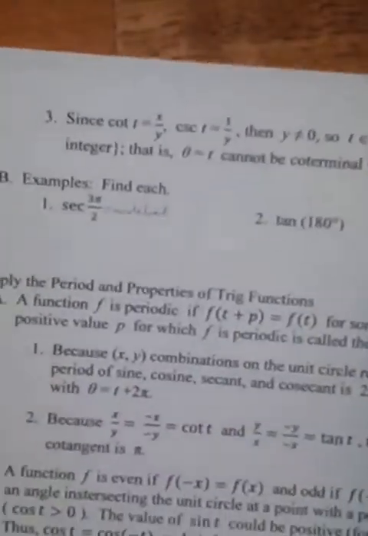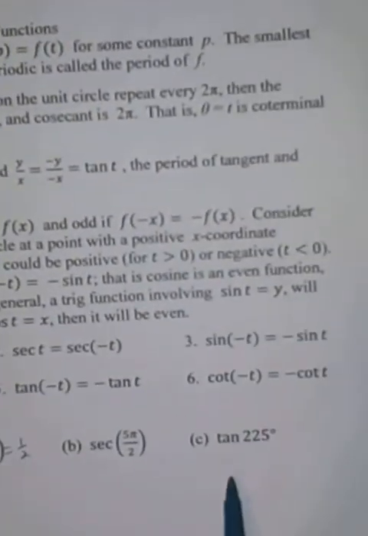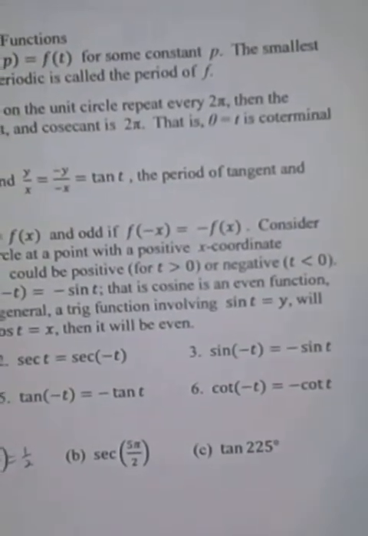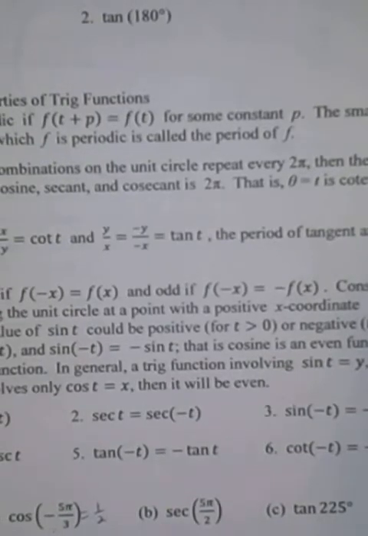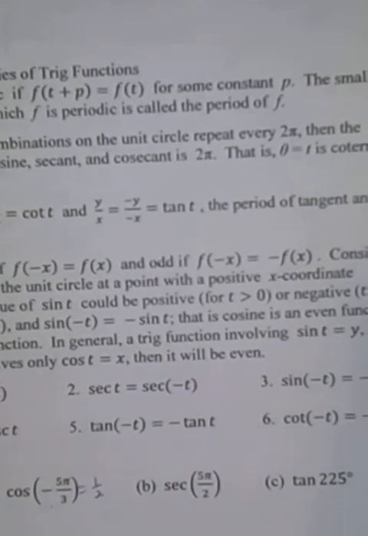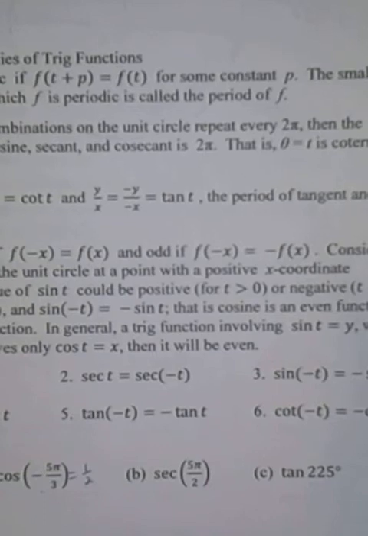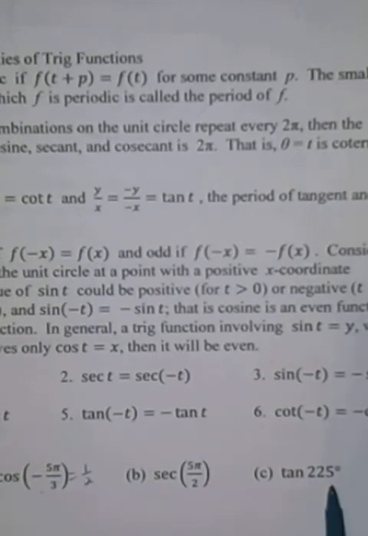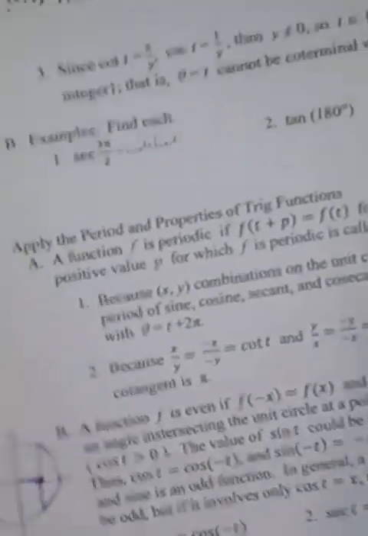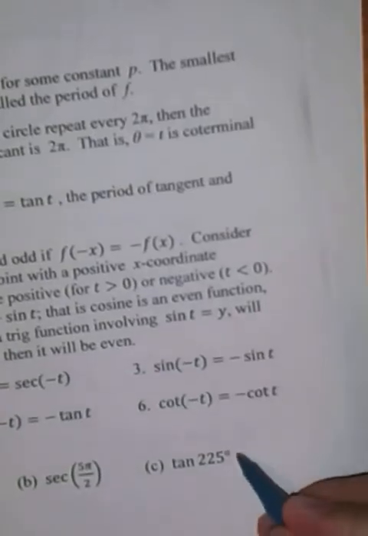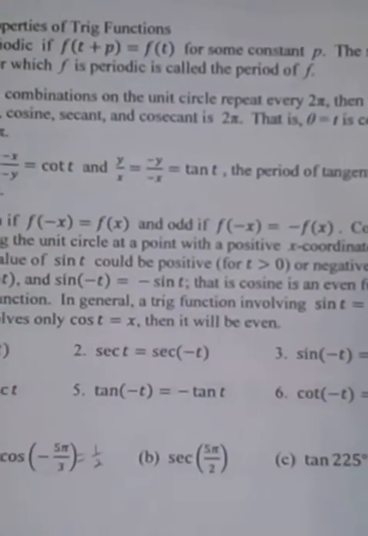All right. Let's go on to letter C, tangent of 225. So tangent of 225. It could be the tangent of negative 135. Doesn't really matter. So where's 225? Well, it's over here. The tangent is positive 1 because the cosine and sine are the same. So that'll be a positive 1. All right, cotangent will be the same, by the way.